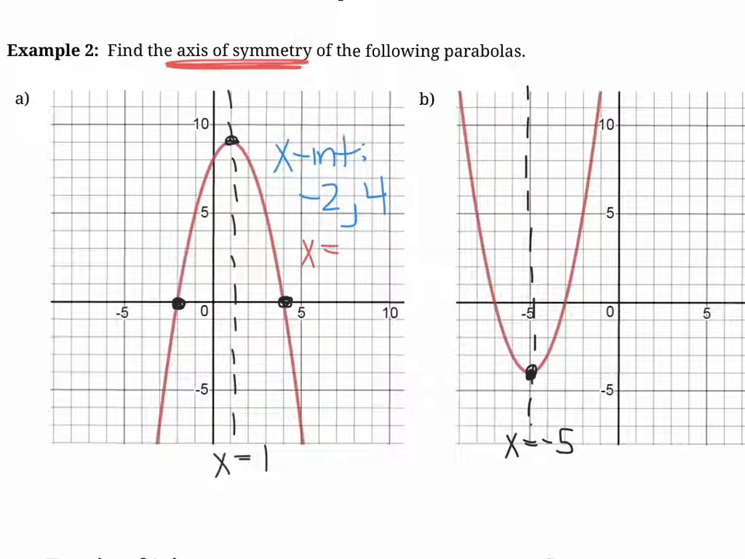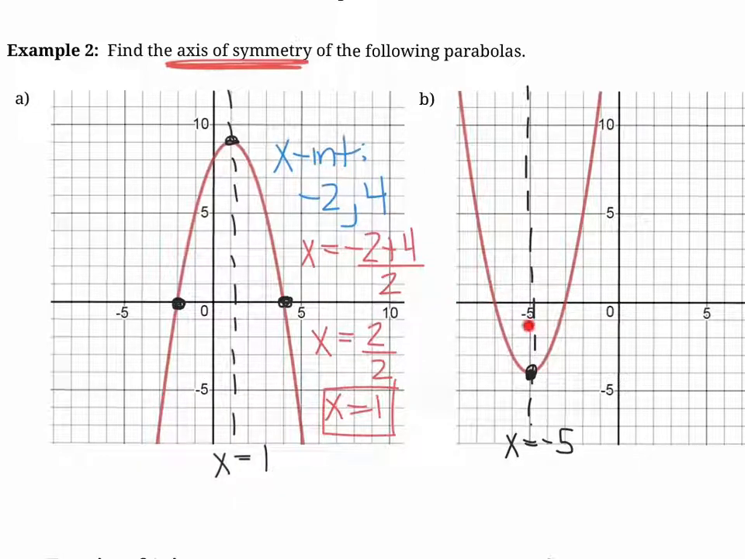What is the average of -2 and 4? All you have to do is add them together and divide by 2, and we should get the same answer that we found visually. So I'm going to add -2 plus 4, that makes 2, divided by 2, and it makes 1. Perfect. We found the same axis of symmetry.